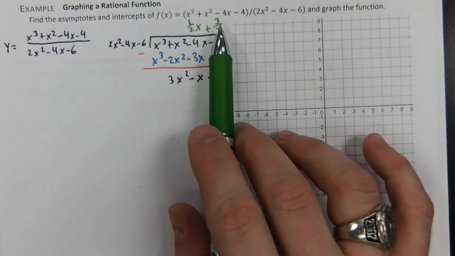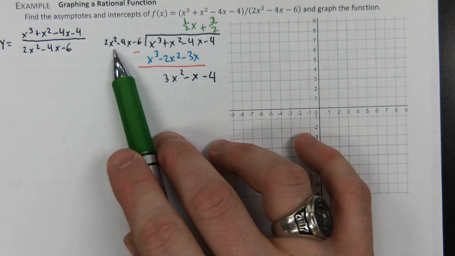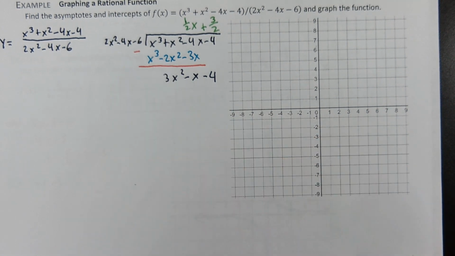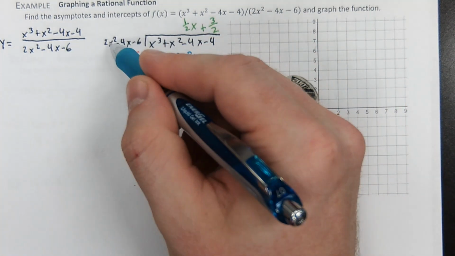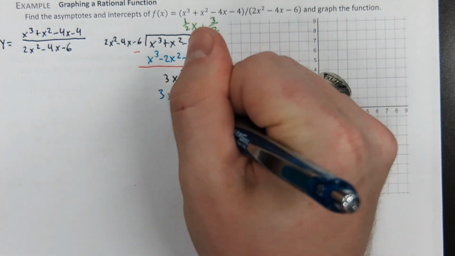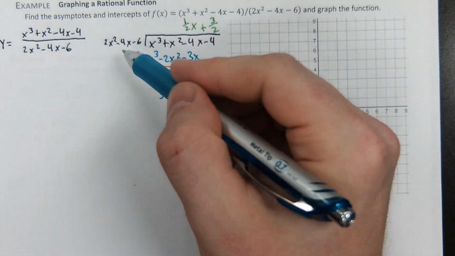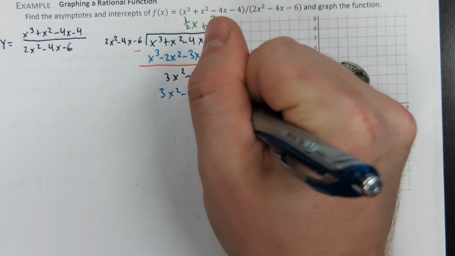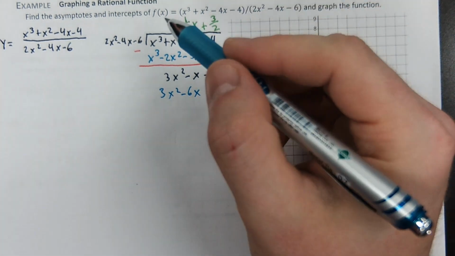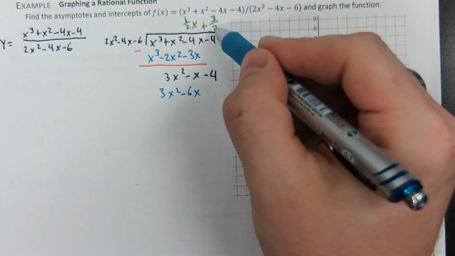Now, when I go to do that, I'm going to get, just to prove the point, let's see, 3 times 2 divided by 2, so that's 3x squared. 3 times -4 is -12, divided by 2 is -6. There's an x, of course. And -6 times 3 is -18, divided by 2 is -9.